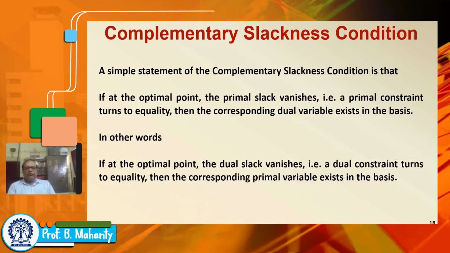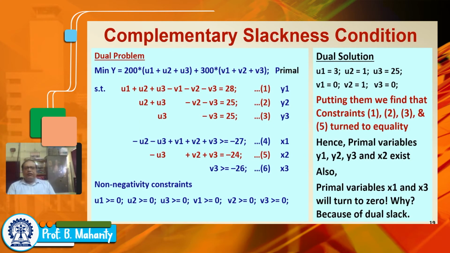Look here. Let me read out that simple statement of the complementary slackness condition one more time. In fact, the second statement is important. If at an optimal point the dual slack vanishes, the dual constraint turns to equality, then the corresponding primal variable exists in the basis. Yes or not? The other statement was if the primal slack vanishes at the optimal point, the primal constraint turns to equality, then the corresponding dual variable exists in the basis. So if we apply these complementary slackness conditions at this point, not only do we see that x1 and x3 will turn to 0 because there is dual slack.